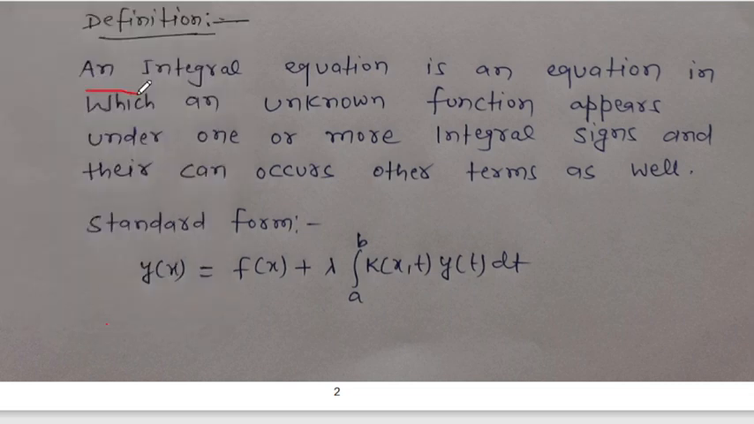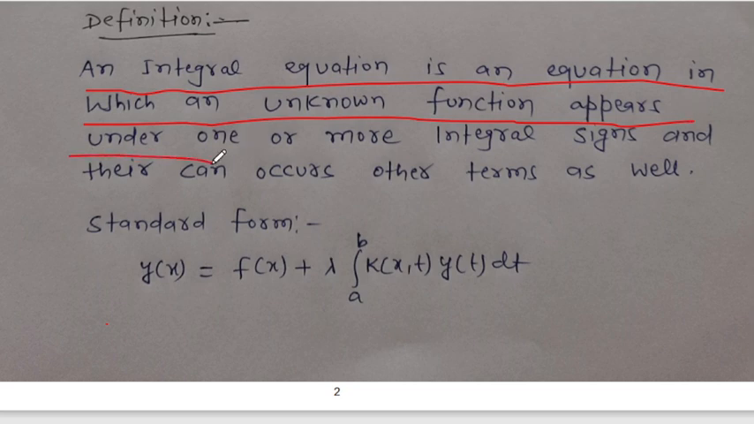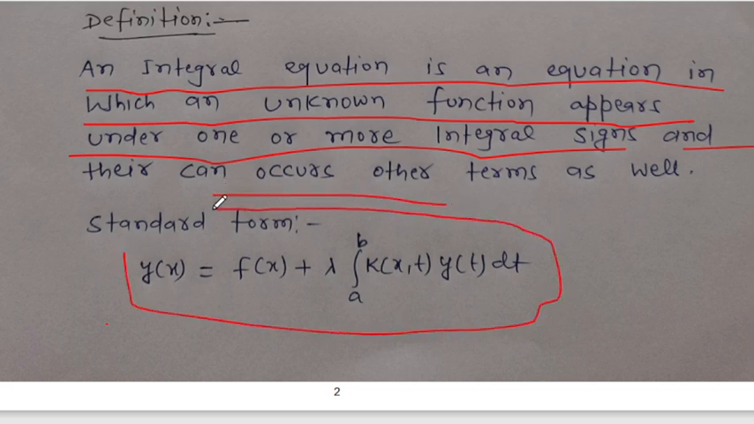See, an integral equation is an equation in which an unknown function appears under one or more integral signs, and there can be other terms also. The standard form of an integral equation is this: y(x) equal to f(x) plus lambda integral from a to b of k(x,t) y(t) dt. Here, one function is in x and the other is in t, so we cannot integrate it easily. Therefore this is called an integral equation, and there are various methods to solve integral equations, which we will study later.